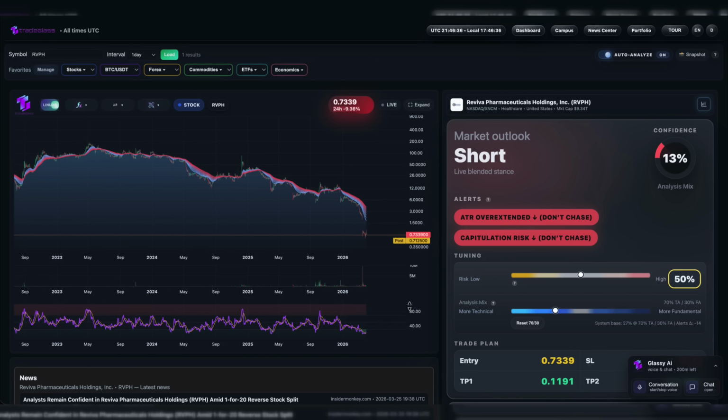Good afternoon. Before we begin, please consider this is not financial advice of any sort, rather a showcase on how we can use TradeGlass to analyze a particular asset.